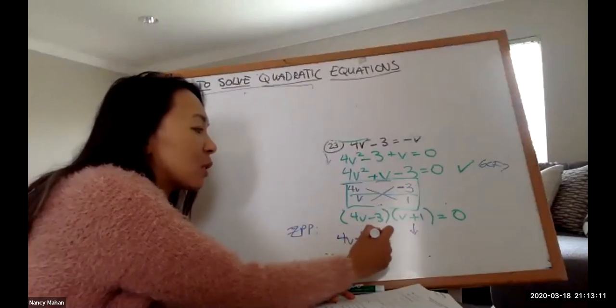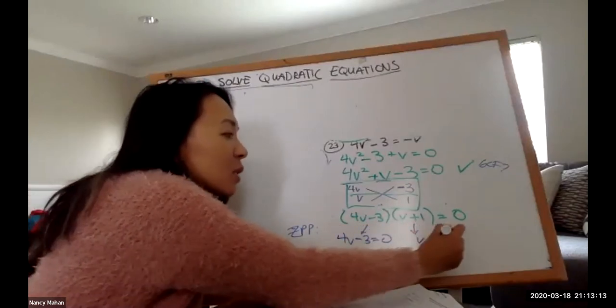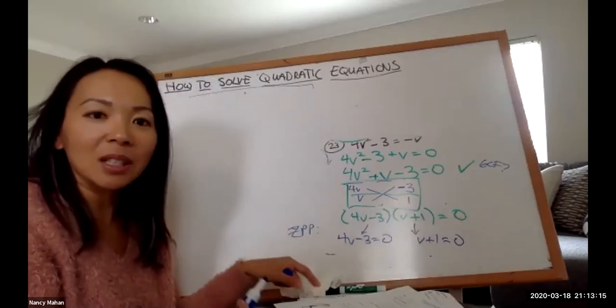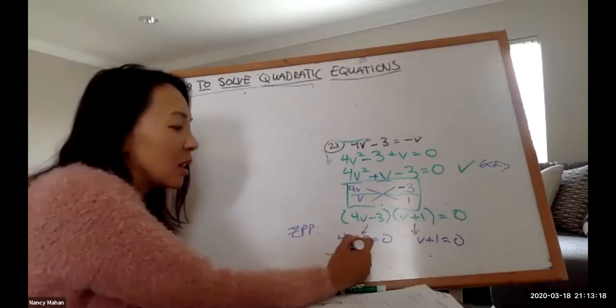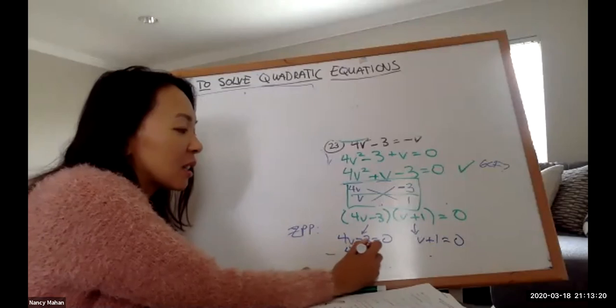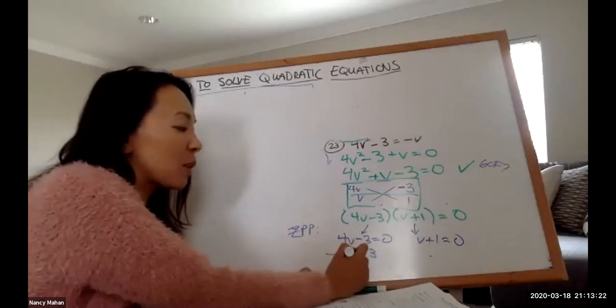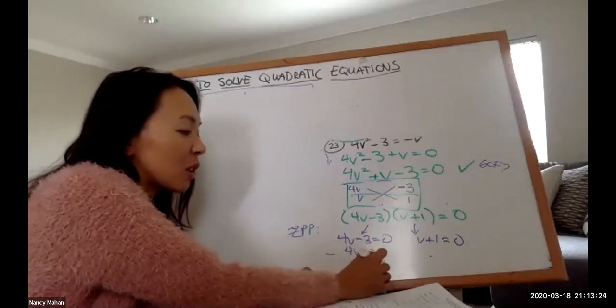4v minus 3 is equal to 0. v plus 1 is equal to 0. And now I can solve for it since they look like linear equations. So I'm going to add 3 to both sides, and then I'm going to divide by 4 on both sides. I get v is equal to 3/4.